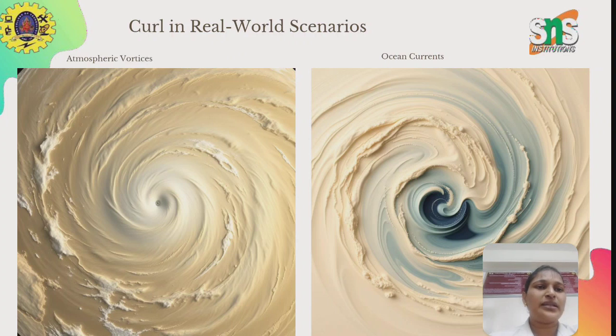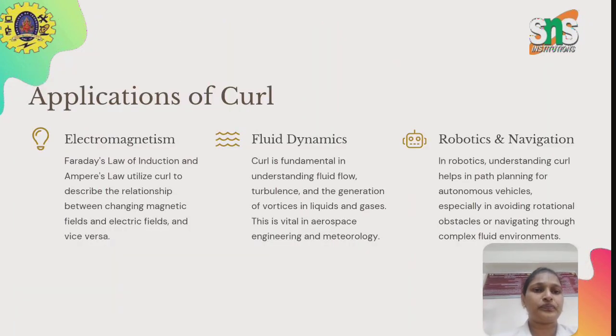So now these are the real world scenarios where you can observe a curl. These are atmospheric vortices and oceanic currents, like the example I've given of swirling of water in a bowl. That is a simple example. In a broader view, you can see these are also examples of curl. Now let's see where this curl is applied.